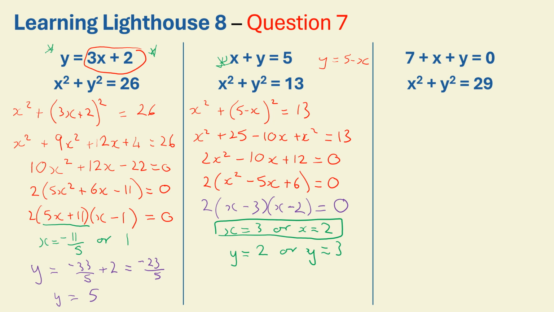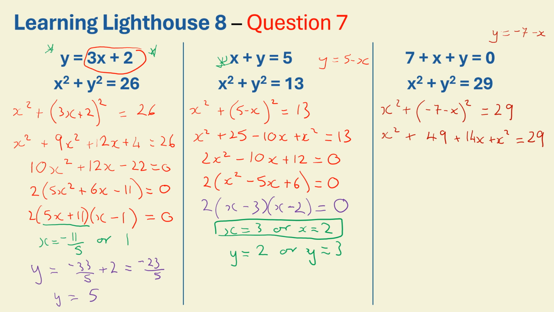So this one, there's a lot more work going on. So let's have y equals minus 7 minus x. Again, we're going to substitute that in. So we've got x squared plus (minus 7 minus x) all squared equals 29. Multiplying out, x squared plus, so we've got a 49 there, we've got a plus 14x plus x squared, and that comes to 29.